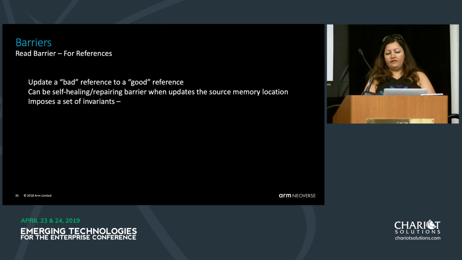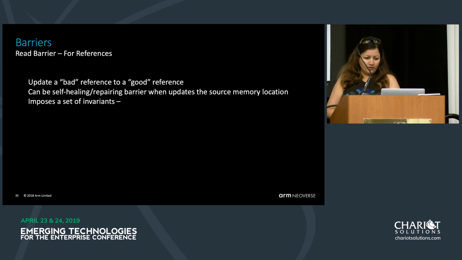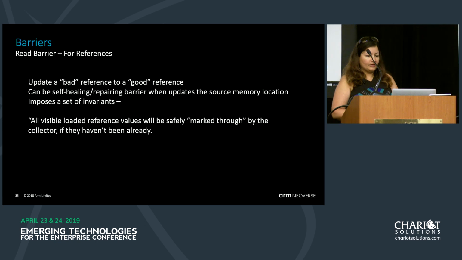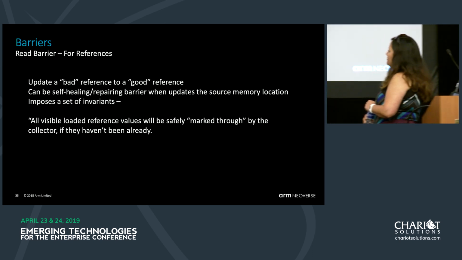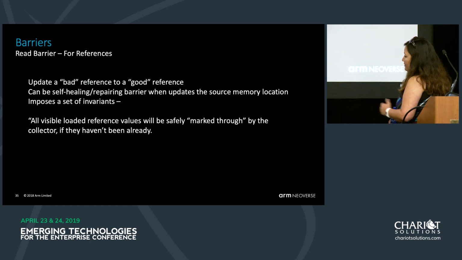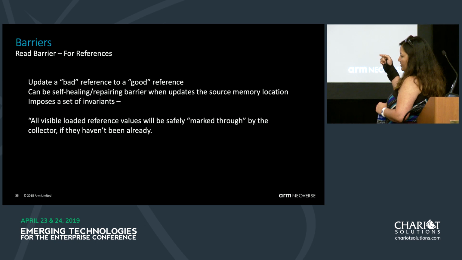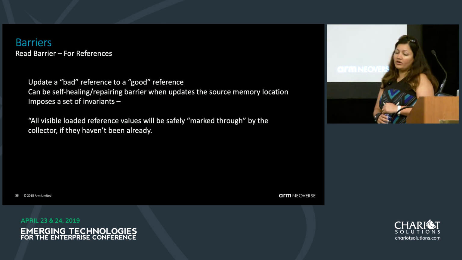There are two sets of invariants that are introduced. The first is that anything that's visible as marked through will always be so, if they have not done so already. So for example, if I'm a mutator thread and I don't see that it's marked through, then I will do it. It's my job to repair that as marked through. Okay, so that's one invariant.